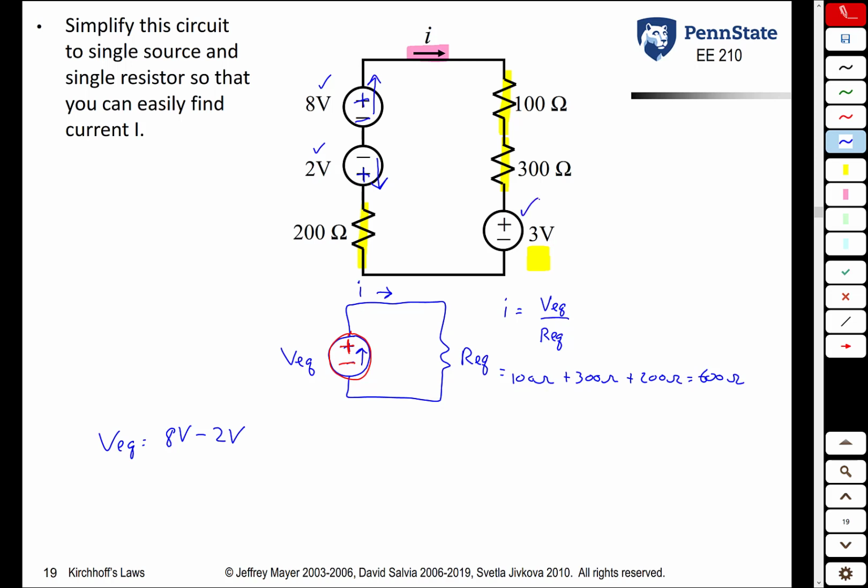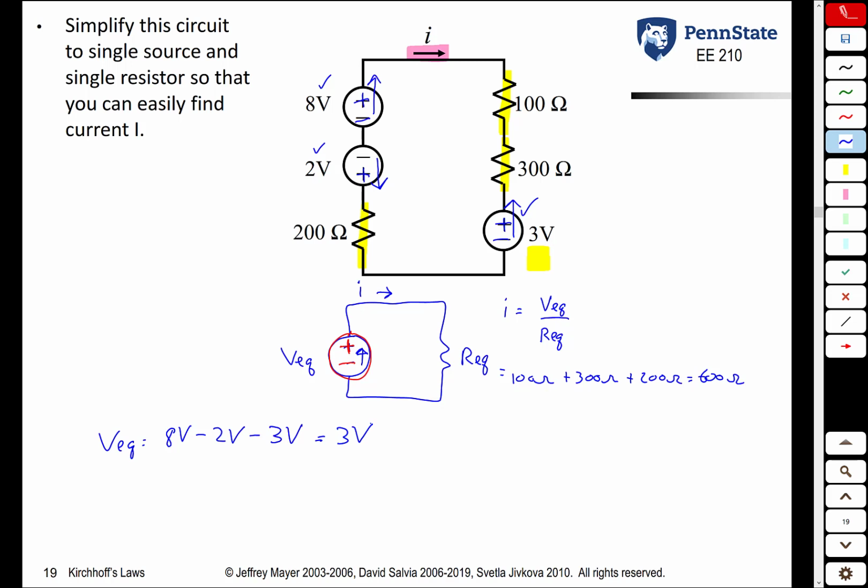The 3-volt source on the right is a little tricky. When you first look at it, it has the plus on the top and the minus on the bottom, which looks like the same orientation as my equivalent, but because it is on the right side of the circuit, it's actually the opposite orientation. This 3-volt source wants to push current in this direction, which is the opposite direction of my equivalent voltage source. So it has to be minus 3 volts. So the equivalent voltage is 8 minus 2 minus 3, or 3 volts.